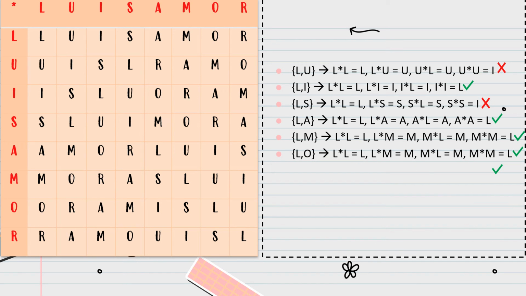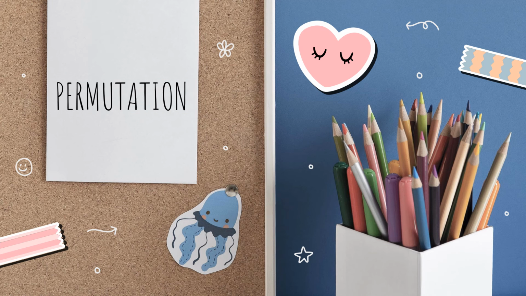Next is {L, O}. L star L equals L, star O equals O, O star L equals O, and O star O equals L. And L is an element of {L, O}, therefore it is a cyclic subgroup as well. And lastly, {L, R}. L star L equals L, star R equals R, R star L equals R, and R star R equals L. And L is an element of {L, R}, therefore it is a cyclic subgroup. So all with check marks are cyclic subgroups. We now proceed to the permutation.